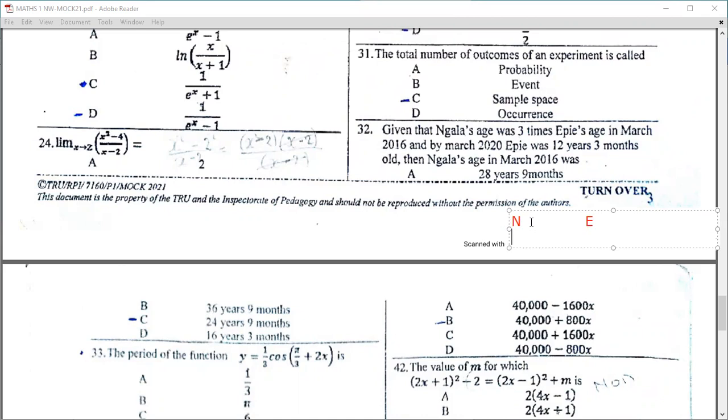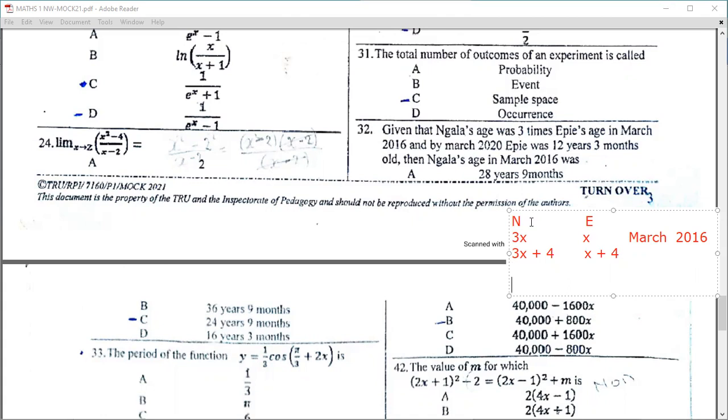So in March 2016, Ngala's age is, let it be 3x, and APA's age is x. So in March 2016, these are the ages that we have. Now in March 2020, that is 4 years later, normally their ages would have increased by 4 years. So Ngala's age will now be 3x plus 4 years, while APA's age would have increased by 4, so x plus 4 years.